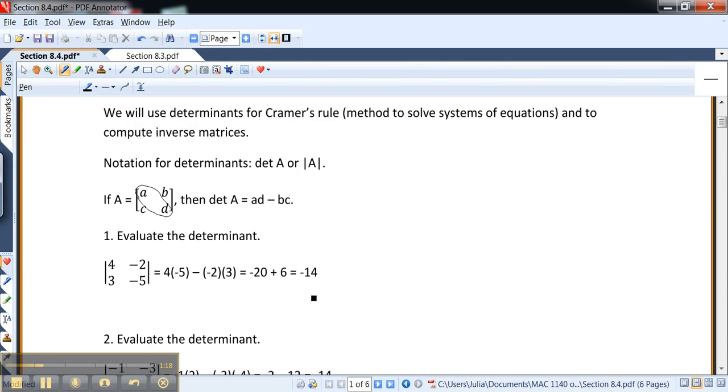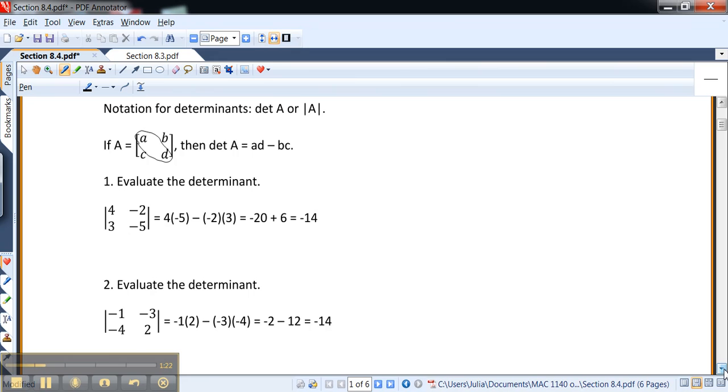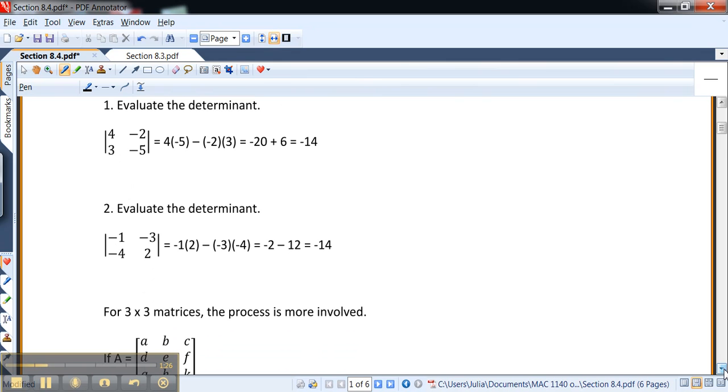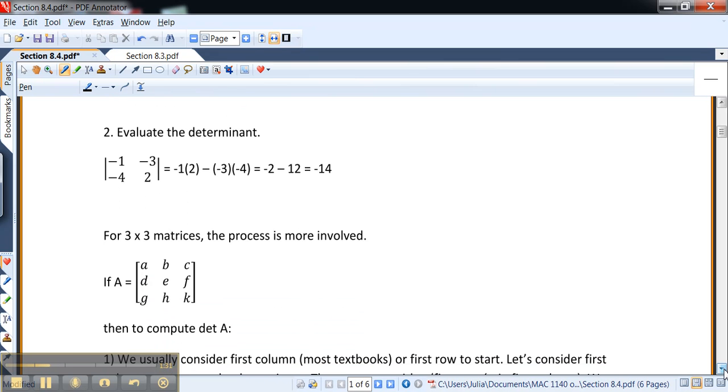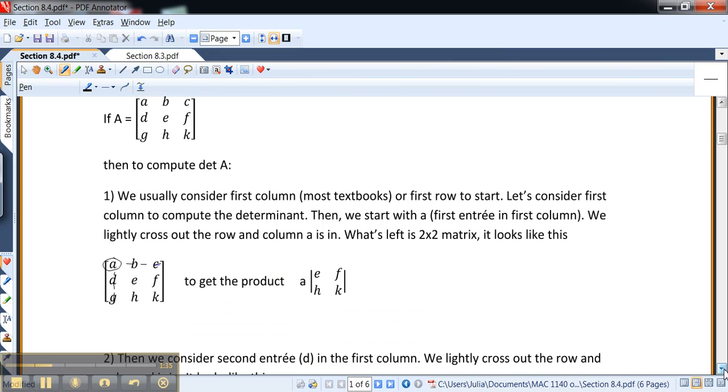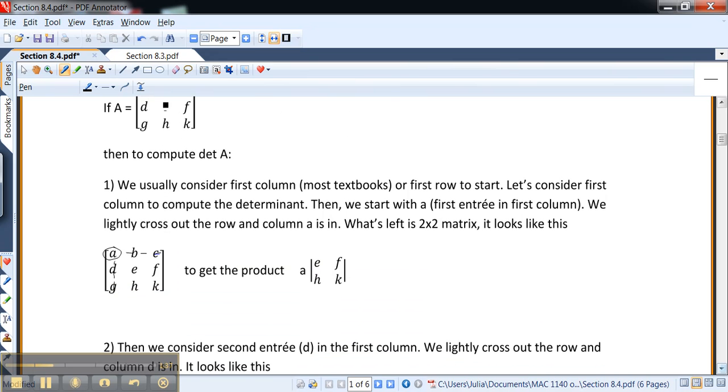For 3 by 3, the process is quite a bit more involved. There are certain elements called minors and cofactors, but I will spare you the terminology and just walk you through the process. We're going to get down to 2 by 2 matrices. Typically, most textbooks consider the first column. I actually learned to compute the determinants using the first row, which should give you the same answer. But let's talk about the first column.